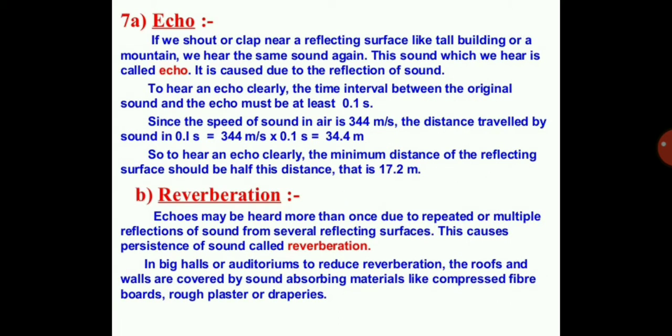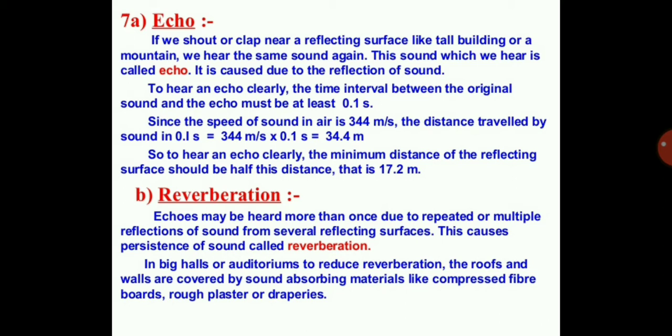Next part is that of echo. If we shout or clap near a reflecting surface like a tall building or mountain, we hear the same sound again. This sound which we hear is called an echo. It is caused due to reflection of sound. To hear an echo clearly, the time interval between the original sound and the echo must be at least 0.1 second.